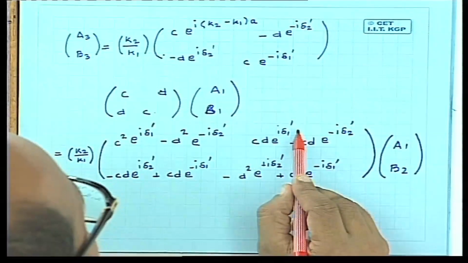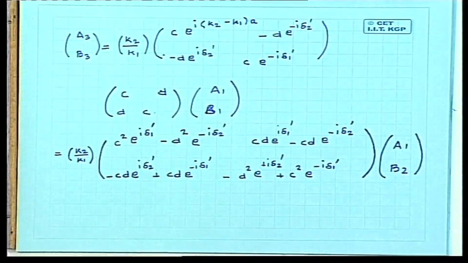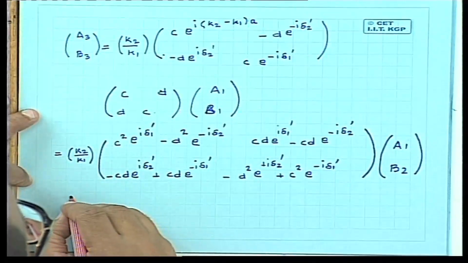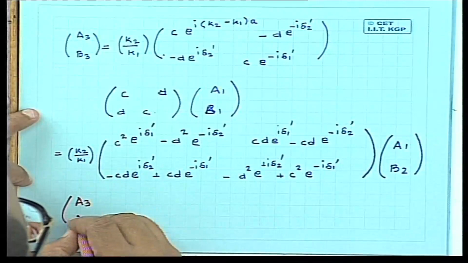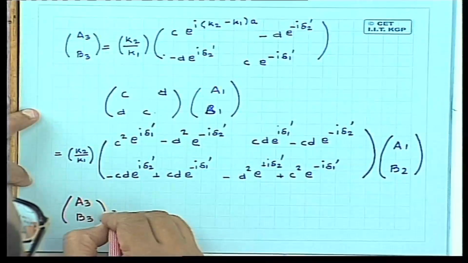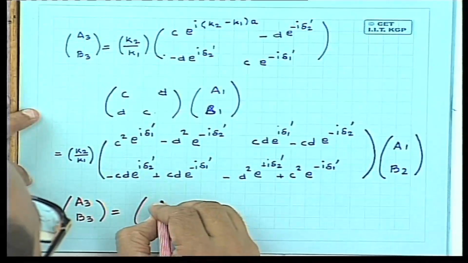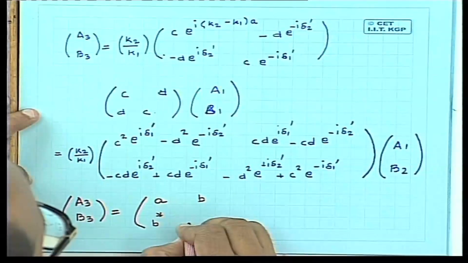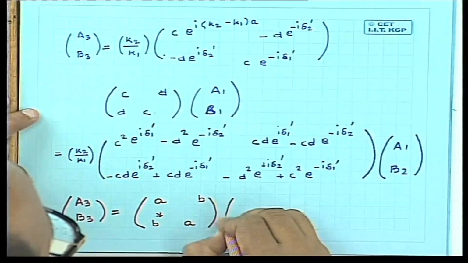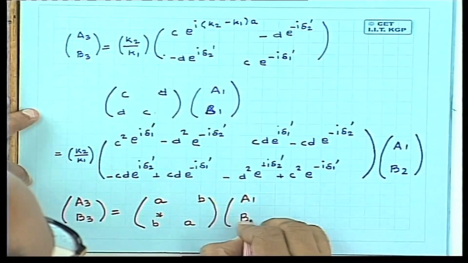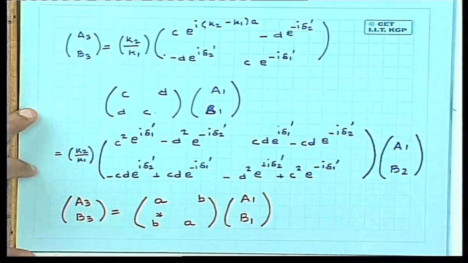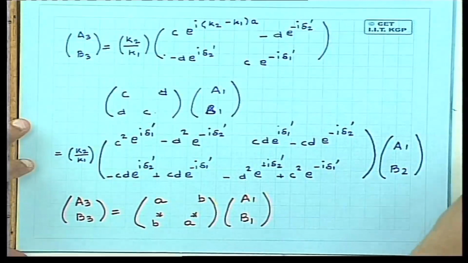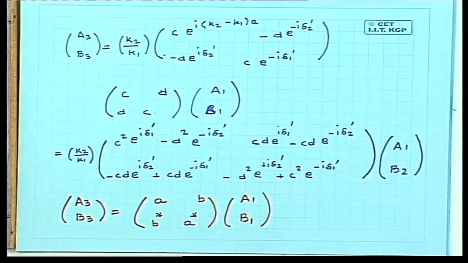C d e to the power I delta 1 prime, c d to the power minus I delta 1 prime, etc. So this whole thing we can write as A3 B3 is equal to some A B B star A into A1 B1 A star. Okay. So there are only two independent things, and which we call A and B.